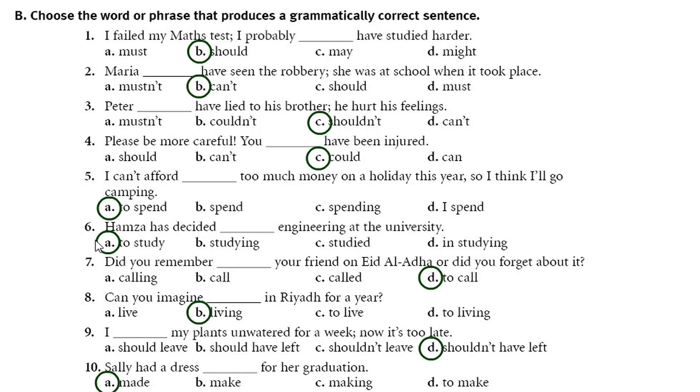Number 6. Hamza has decided to study engineering at the university. Also decided requires that he decided what? Here it is about purpose, so we add to to the verb, the full infinitive. Number 7. Did you remember to call your friend on Eid al-Adha or did you forget about it?